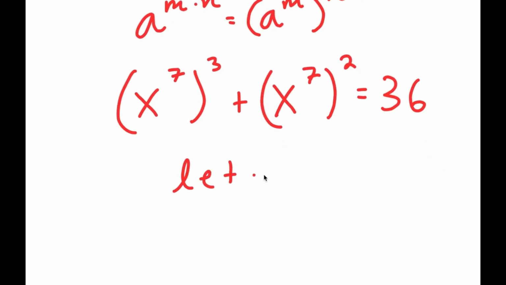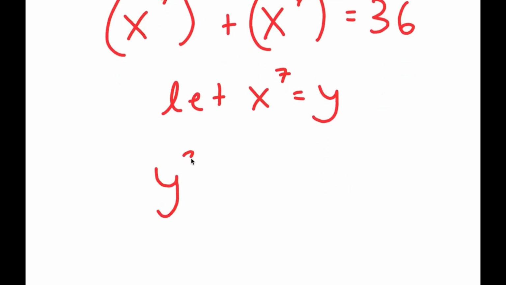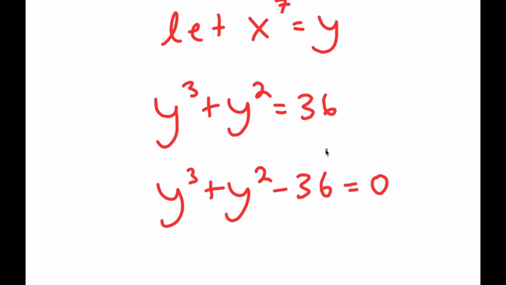Now from here, I can let x to the power of 7 equal to the variable y. So now if I substitute in y for x to the power of 7, I get y to the power of 3 plus y squared is equal to 36. And if I subtract 36 on both sides, I get y to the power of 3 plus y squared minus 36 is equal to 0.